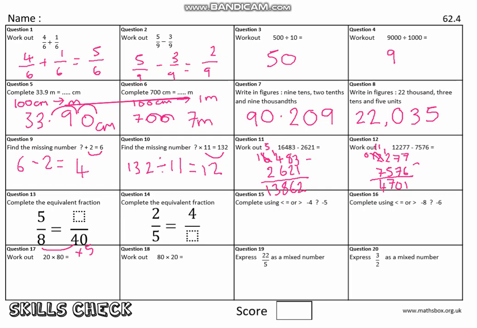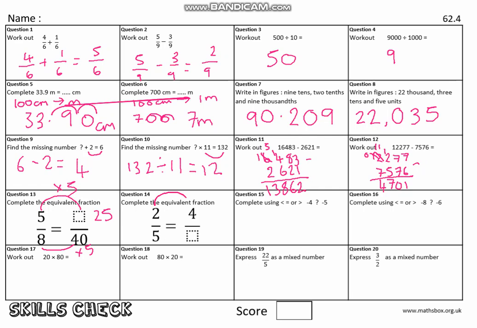And so now I know that to get from 8 to 40, they times by 5. I'm going to do the same for the top. So I'm going to times 5 by 5, which gives me 25. So that just means that 5 over 8 is exactly the same as 25 over 40. Okay? Next one then. So here, this one's a little bit easier, isn't it?